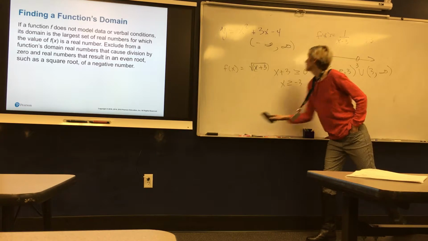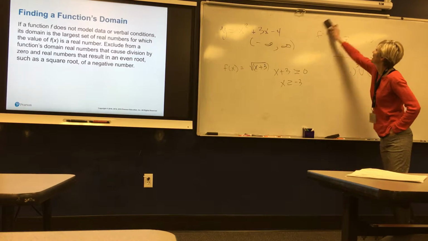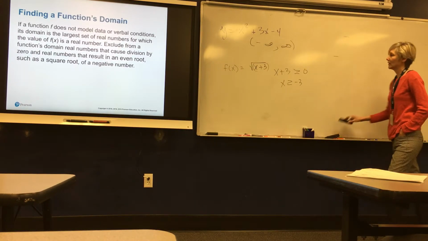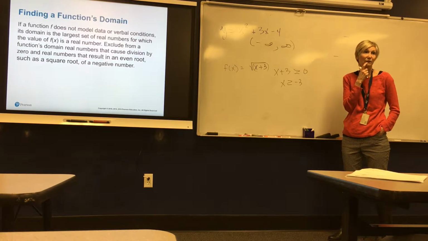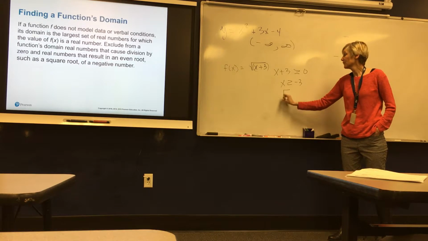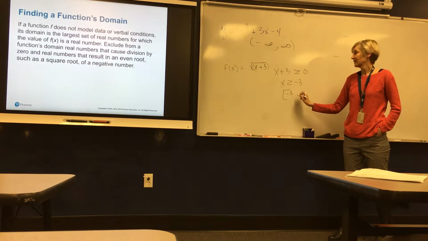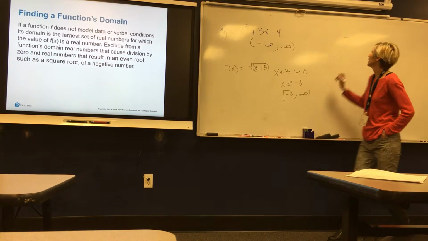What about this one? How would you write that in interval notation? What x's can you pick? Negative 3 is the first one you can get, to infinity. Yeah, and on to infinity. What about this?